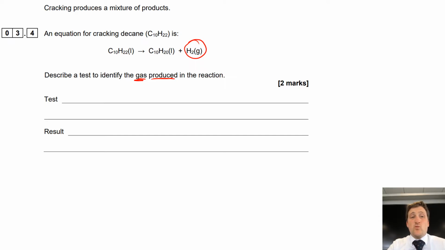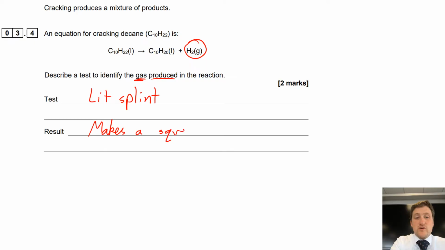Now you need to be able to describe the test for this gas, which is hydrogen. The test is a lit splint. Okay, you can't really guess this, you have to know this. A lit splint, and what happens to it? It makes a squeaky pop. Okay, it is one of those things you absolutely need to know.